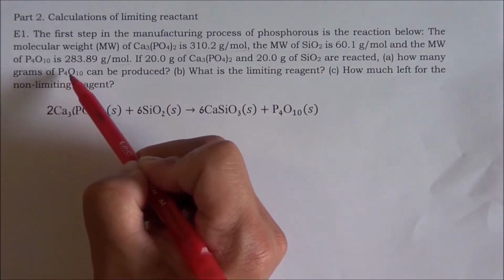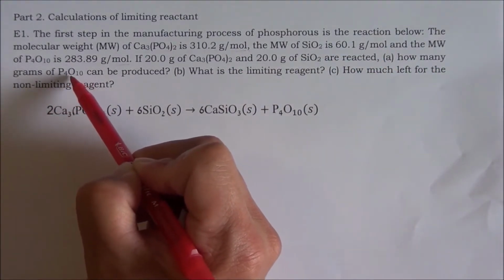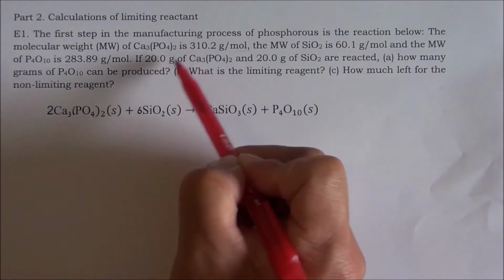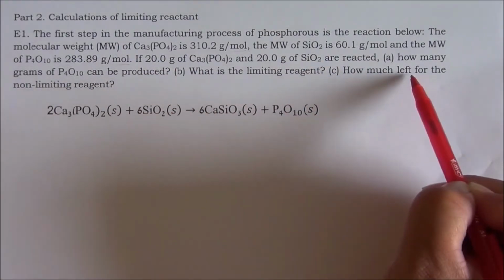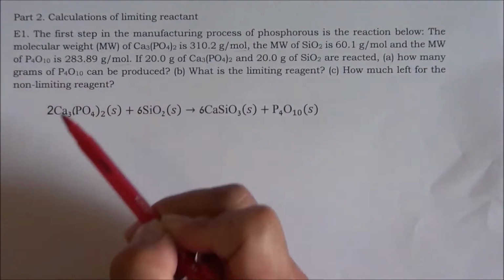A. How many grams of tetraphosphorus decaoxide can be produced? B. What is the limiting reagent? C. How much left for the non-limiting reagent?